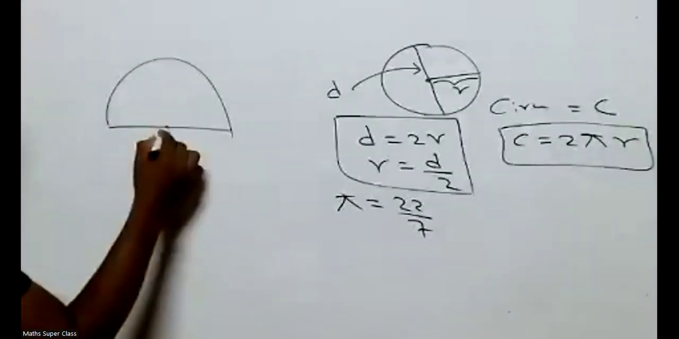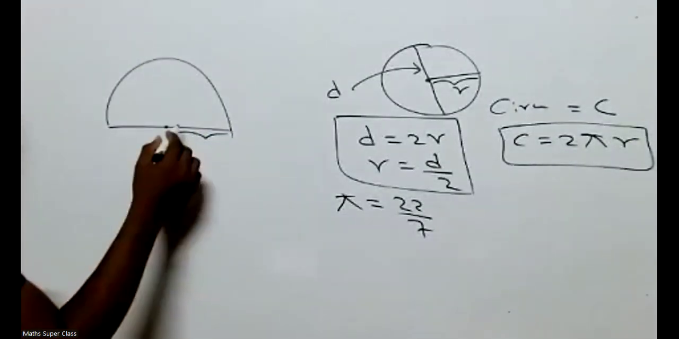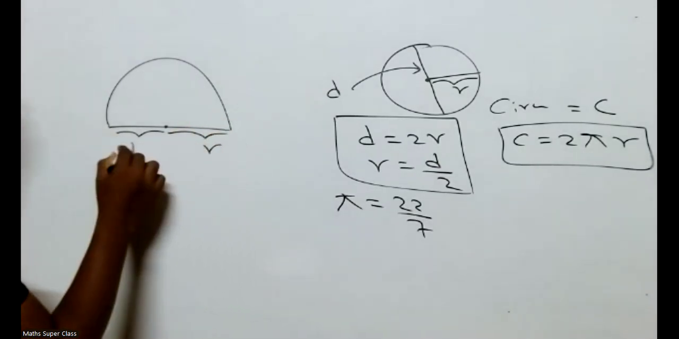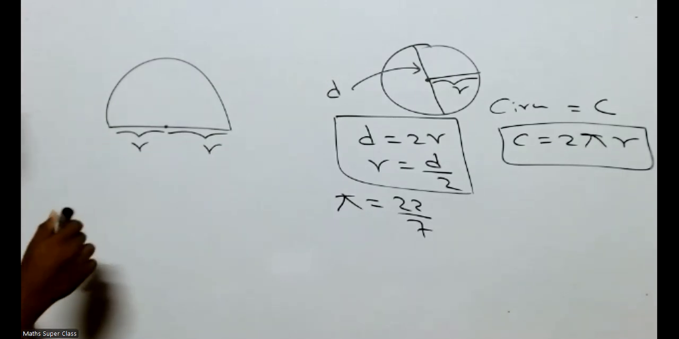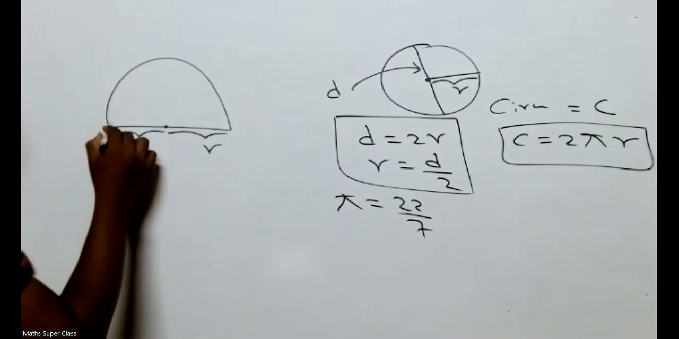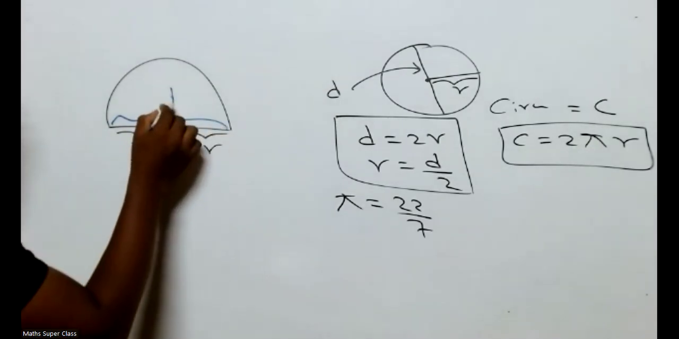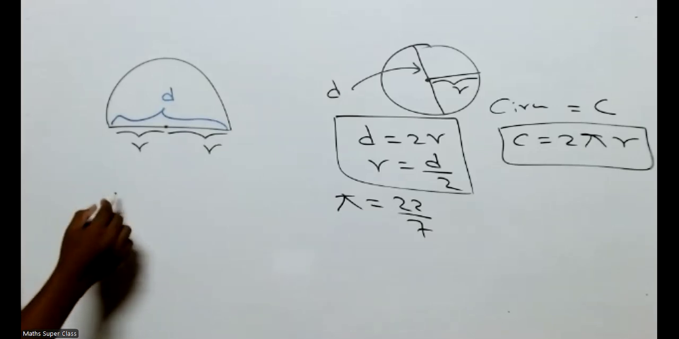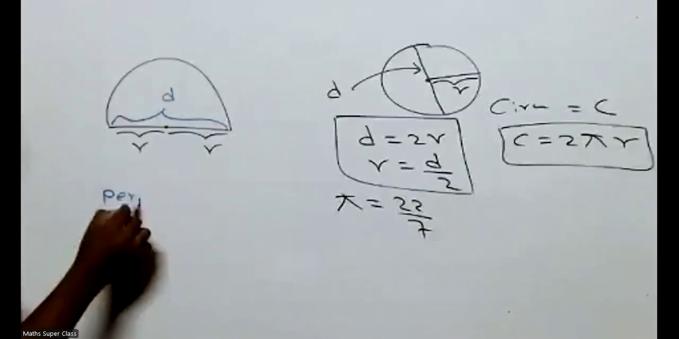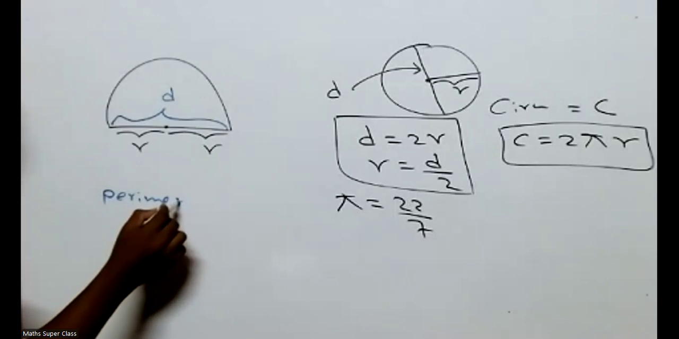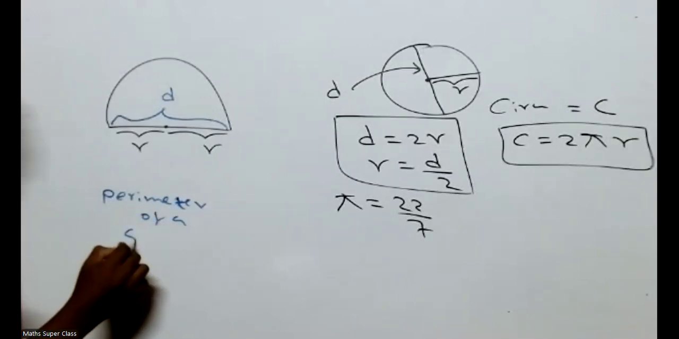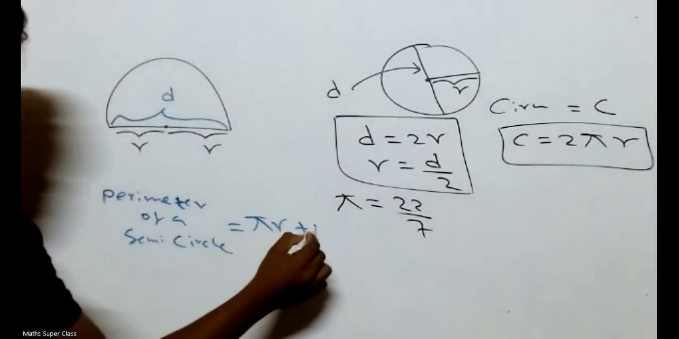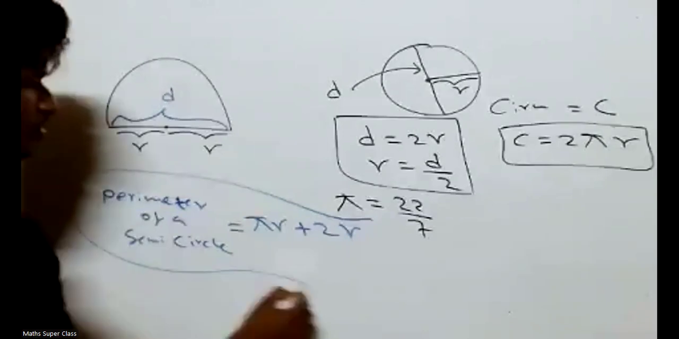For this semicircular part, this semicircle or semicircular lamina, this is r. So what about this? This is pi r plus 2r, where 2r means d. So for a semicircle, the perimeter of a semicircle equals pi r plus 2r. This is the summary.